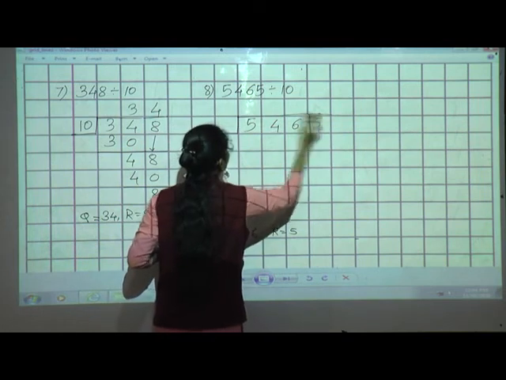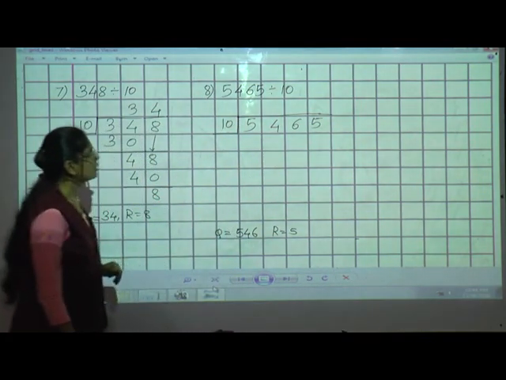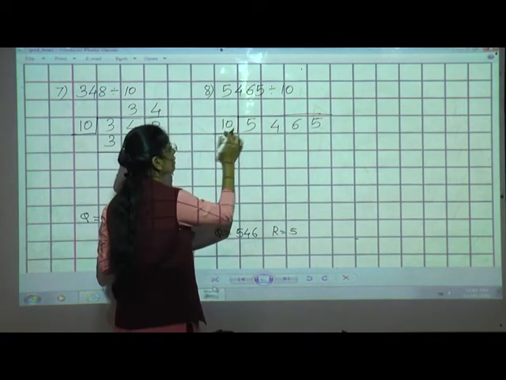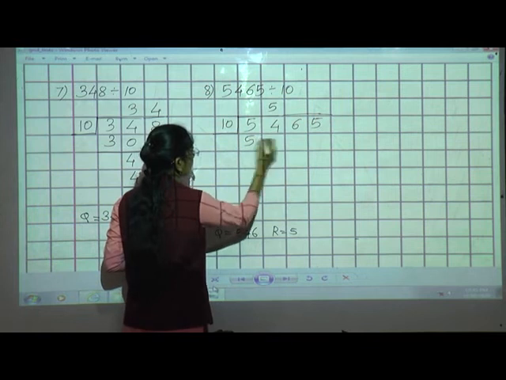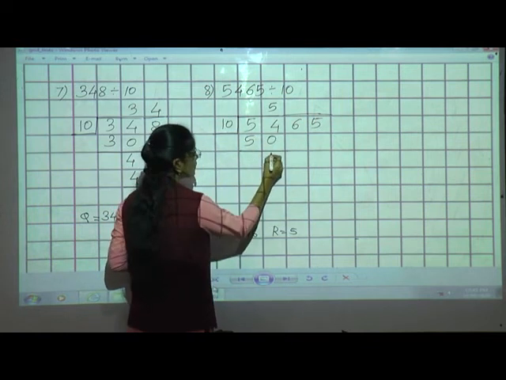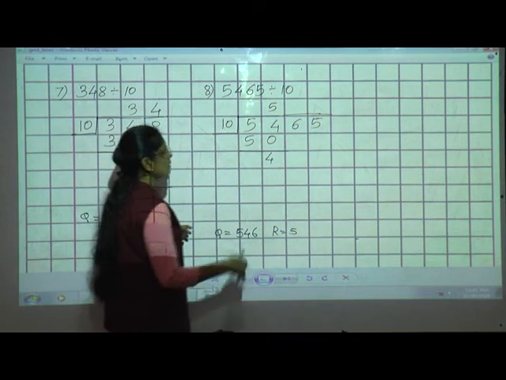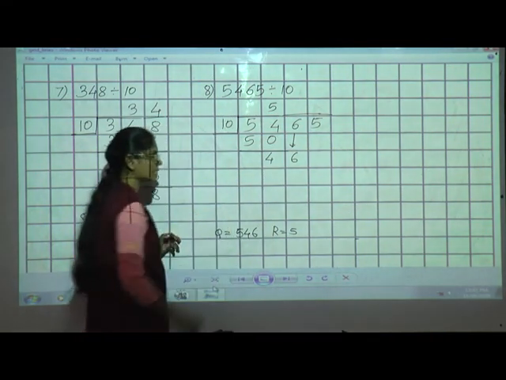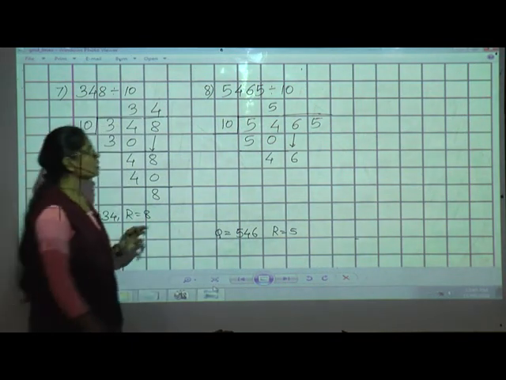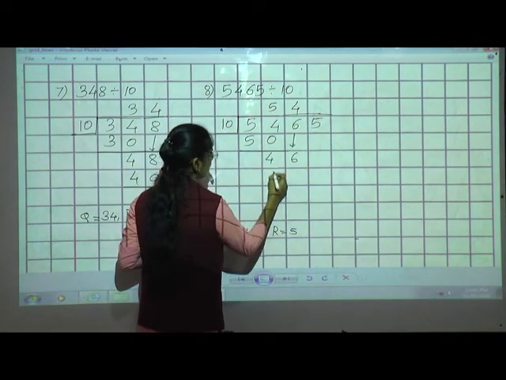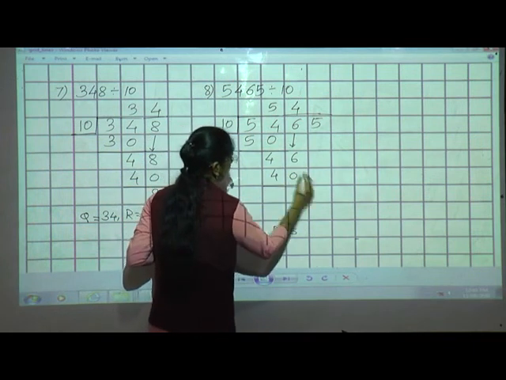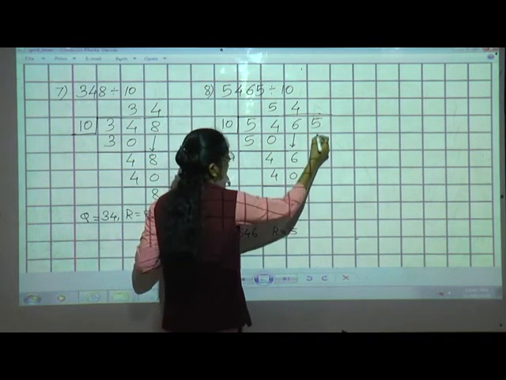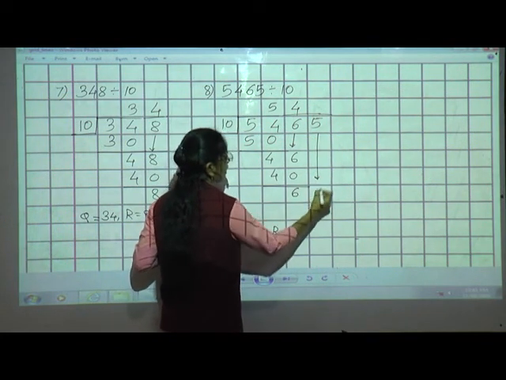5465 by 10. Okay, now 5 is smaller than 10. So we will take 54 together. 10 5s are 50. Now 54 minus 50. Okay, in the next step this 6 will come down. So write here 6. Now here we have 46. Now 10 4s are 40. Then 46 minus 40. Yes, 6. Okay, and in the last step this 5 will come down.